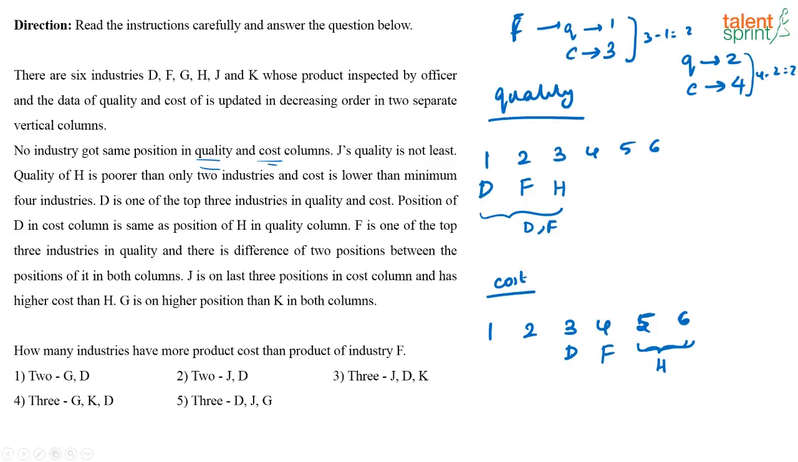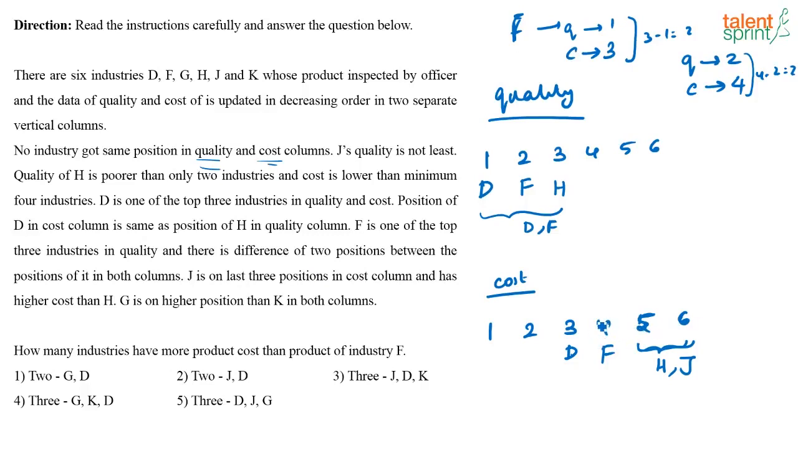Then next one. So that also you have made use. Last statement says J is on the last 3 positions in cost. So J is on the last 3 positions in cost means again J has to be either in 5 or 6, because last 3 positions is 4, 5 and 6.